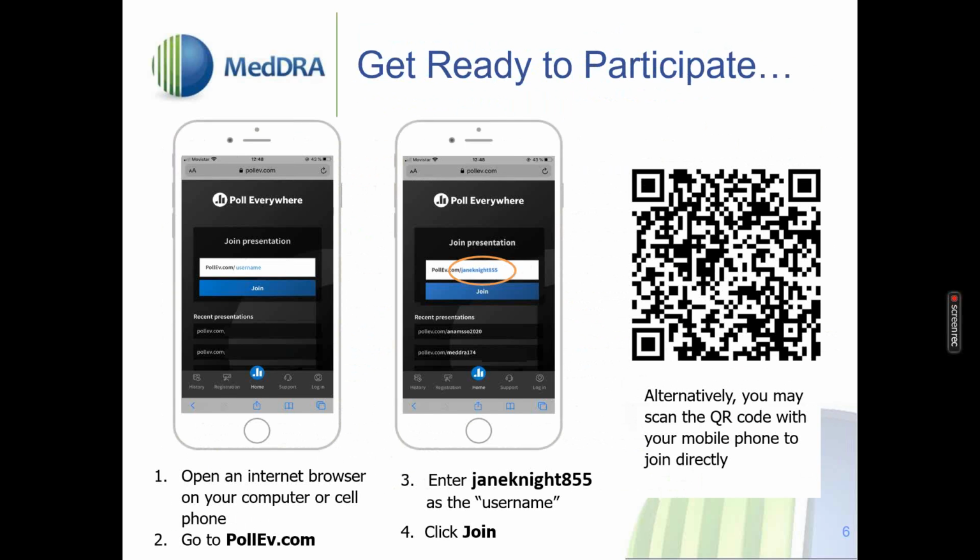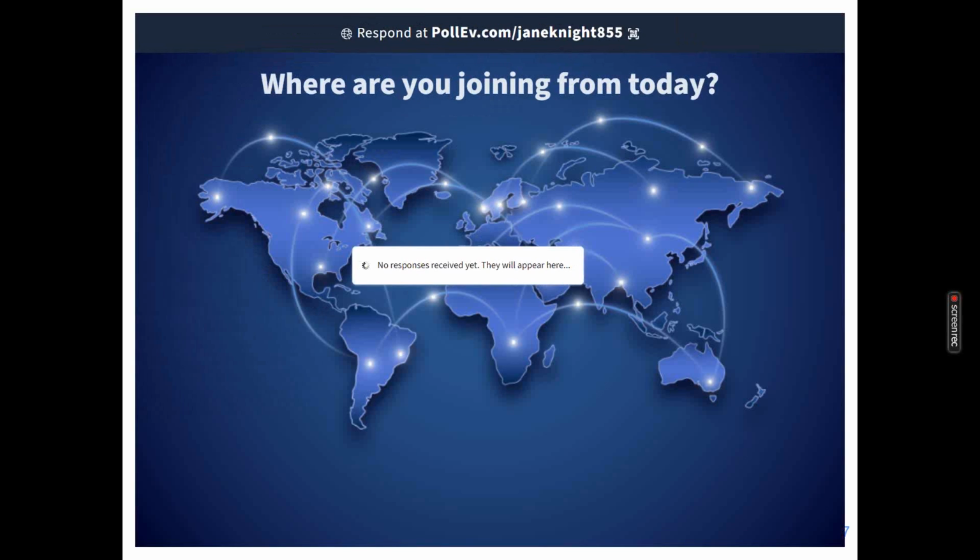So this is how we're going to participate in the polls. You may well have joined us before. The easiest way to vote is to join with the QR code on the right-hand side of the screen. You can scan this with your mobile phone and it will link you directly to my presentation. Alternatively, you can open an internet browser on your computer or cell phone and type in polev.com in the URL field, nothing else, and then enter your name, Jane Knight 855, as the username. Then click join.